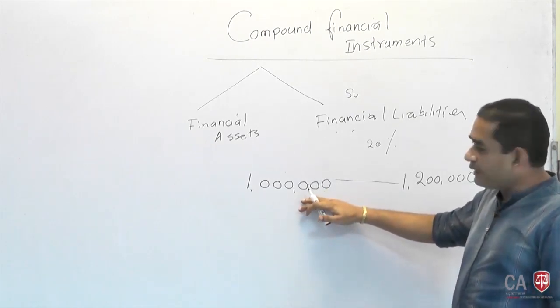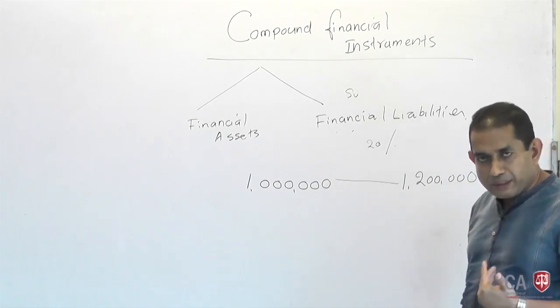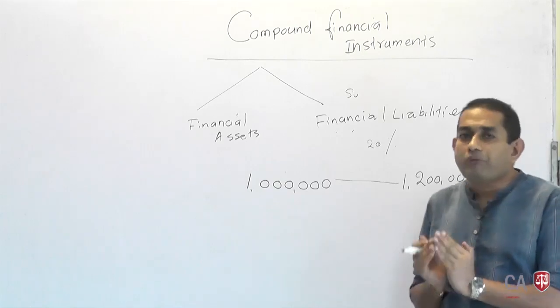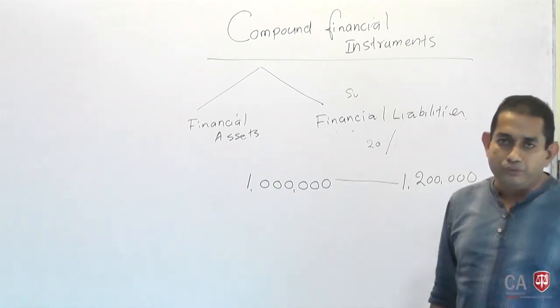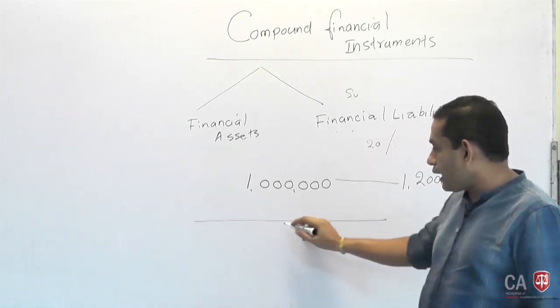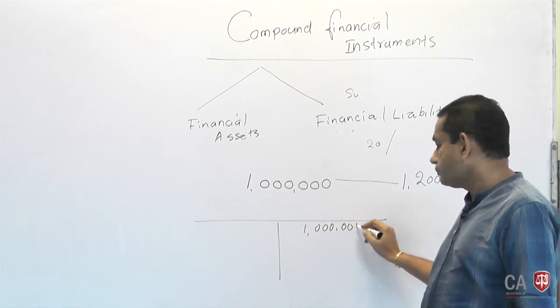Are our borrowings at the market rate? Yes. Is the transaction an arm's length transaction? Yes. Are the values in the transactions fair values? Yes. Can we credit our financial liabilities by 1 million rupees? Yes. Right.